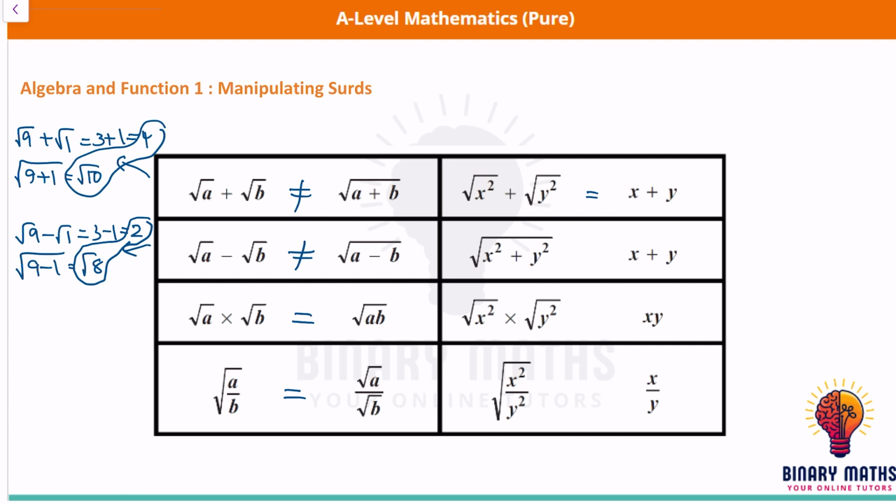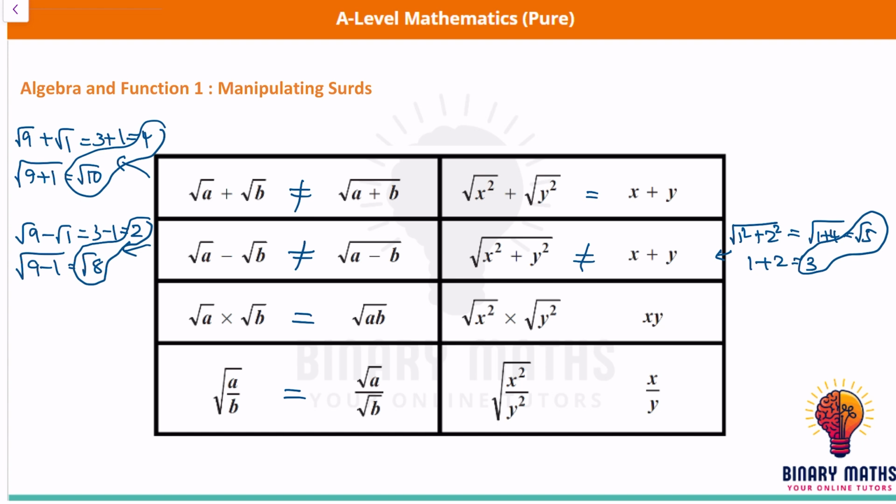Root of x squared plus y squared is not the same thing as x plus y. I do this via an example. If I use x is equal to 1 and y is equal to 2, then if I do 1 squared plus 2 squared and then square root it, I get square root of 1 plus 4, which is equal to square root of 5. But if I just do 1 plus 2, I get 3. Again, these two values are not the same. So I have found a counterexample for this statement, so it cannot be true.